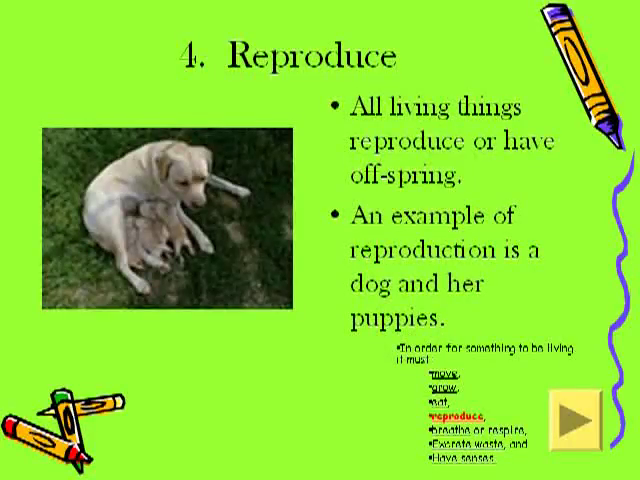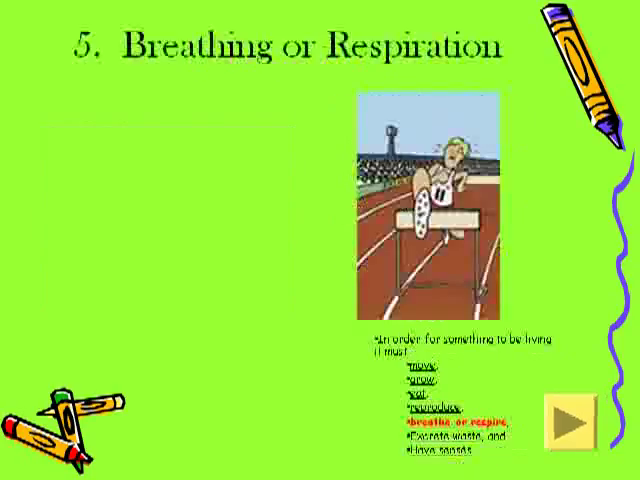4, reproduce. All living things reproduce or have offspring. An example of reproduction is a dog and her puppies.